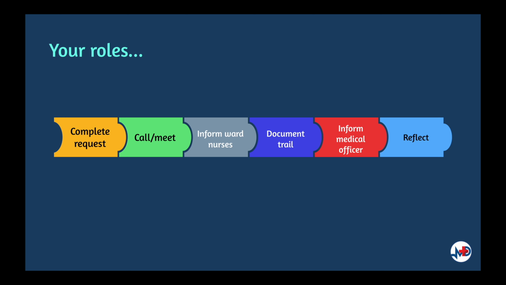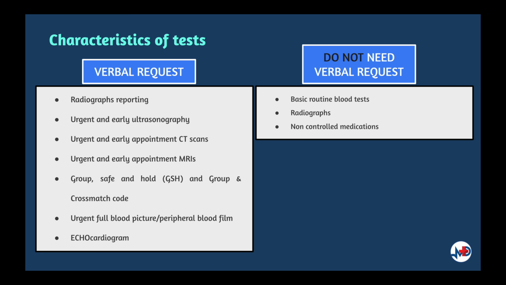So here, first of all, you'll need to complete the request form for the test, call or meet the medical officer in charge of receiving the test, and once granted, inform the nurse on the plan to transport the patient over to the location of the test or collect specimens for the test requested. Don't forget to document the trail as to who granted the test, when the test is planned for, and preparation steps for the patient. This is an example of tests which require verbal requests and do not need verbal requests.